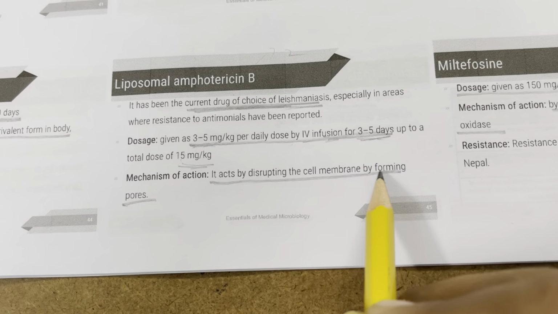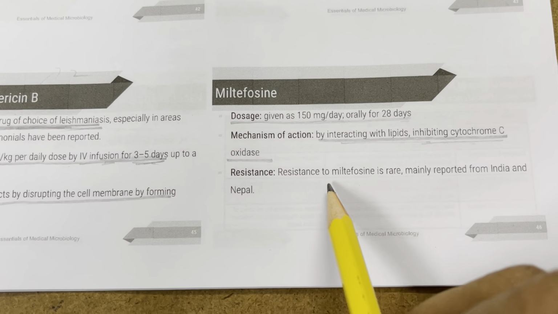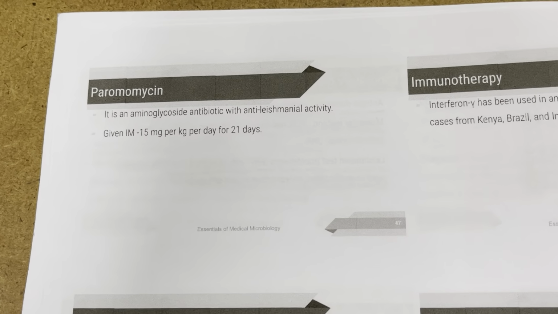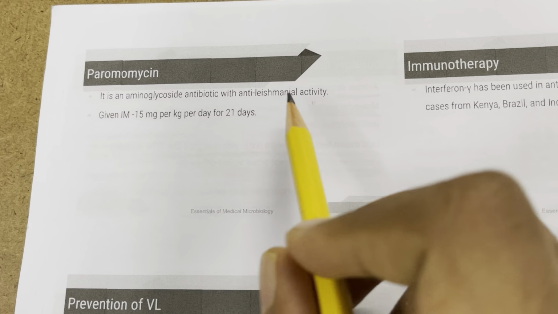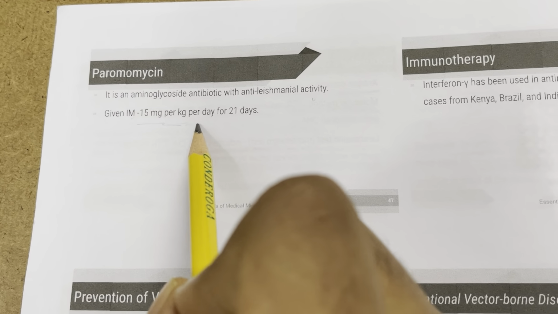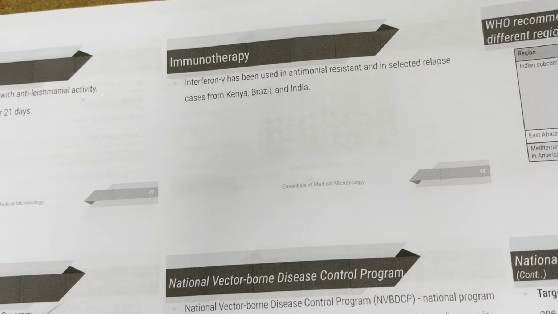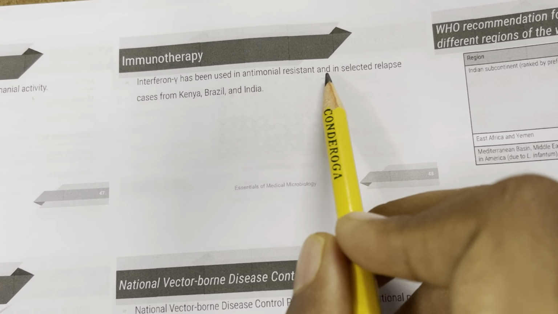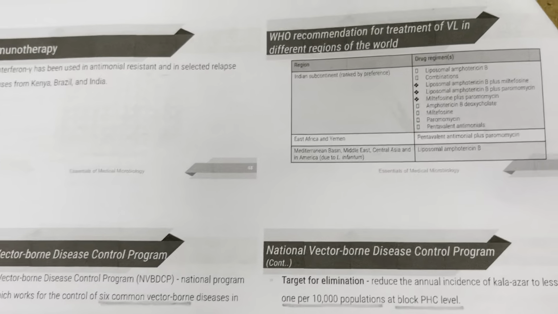Okay. Next, miltefosine: it is 150 mg per day orally for 1 month. The mechanism of action is by interacting with lipids and inhibiting cytochrome C oxidase, and resistance is rare, but it is reported from India and Nepal. And paromomycin is an aminoglycoside antibiotic with anti-leishmanial activity. It is given as IM 15 mg per kg per day for 21 days. In immunotherapy, you can use interferon gamma in antimonial resistant and in selected relapse cases from Kenya, Brazil, and India.